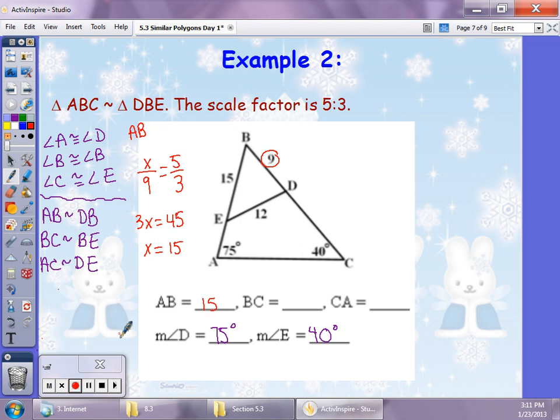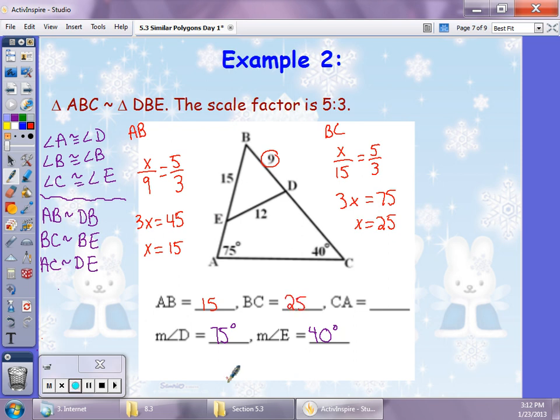Now we can go ahead and use the same process to find BC as well as CA. So if we look at BC, so BC is going to be similar to BE, and BE has a length of 15, so we can say x over 15 equals our scale factor of 5 over 3. And again, using what we know about proportions, 3x is going to equal 75. Therefore, BC equals 25.